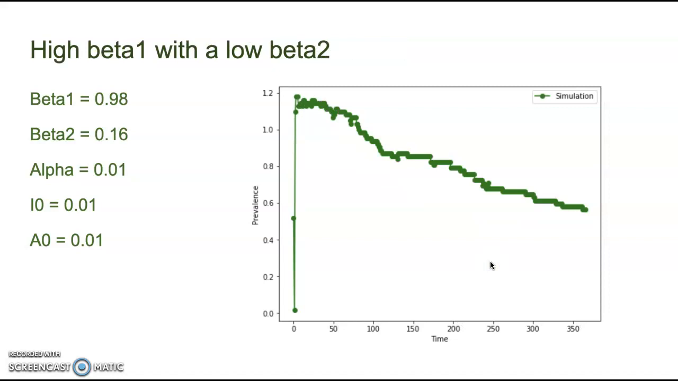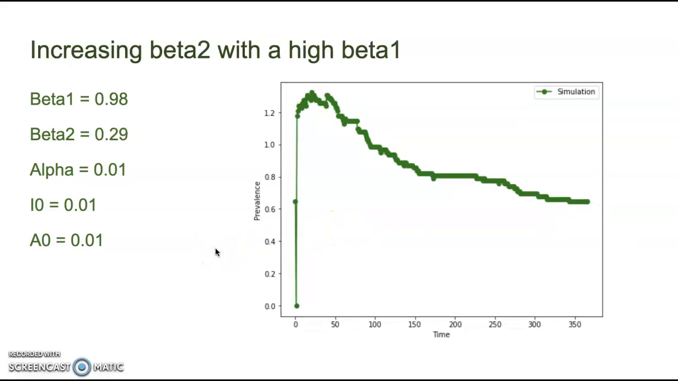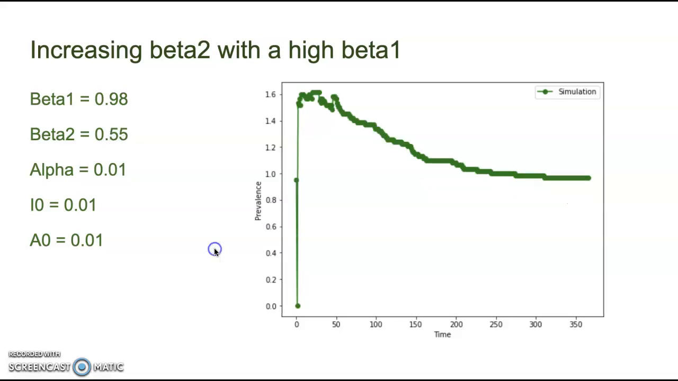But I didn't want to stop there. I wanted to see what would happen if I raised beta 1 again, because I'm assuming that younger trees are always more susceptible. And then what would happen if I slowly began to raise beta 2, so that both populations have high chances of transmitting the infection. And what we see here is that the prevalence of infection begins to quickly increase, and populations die off at a seemingly quicker rate. And so again, I'm just increasing beta 2.